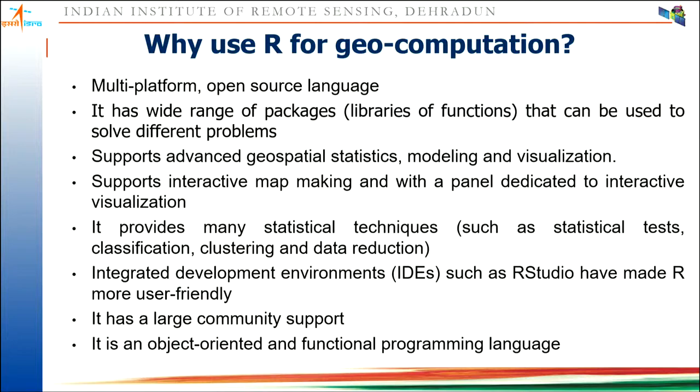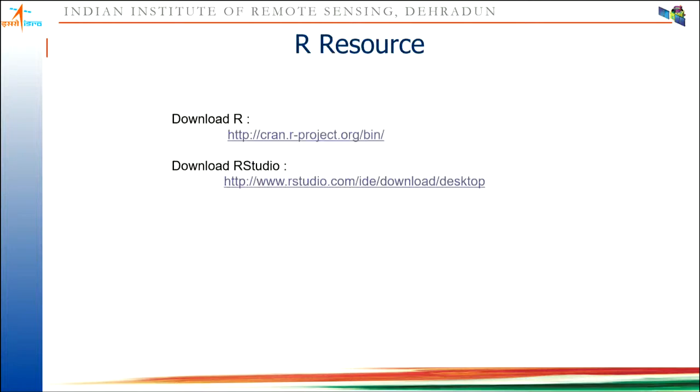And it's also object oriented programming, so you can directly map real world objects to R. It also supports functional programming, so you can create functions for each specific module. So your code will become very modular. R has so many benefits. That's why we should use R for geocomputation. I think in the last session, Python was also explained. That is also very popular for geocomputation. So both R and Python are very popular.